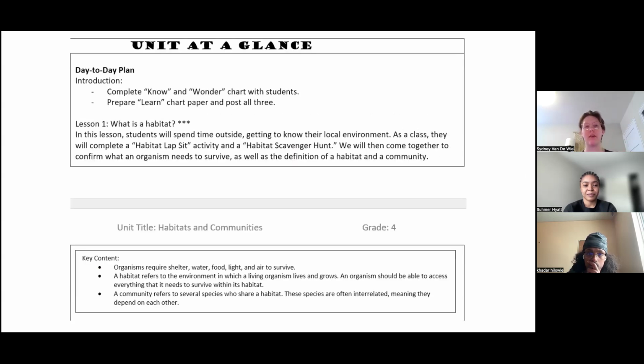So now I'm going to quickly go through the day-to-day plan so you can get a sense of what it looks like. We have our intro that's starting the KWL chart. We have lesson 1, what is a habitat? And then I tried to make it easy by including in this smaller text box the key content of each lesson, and that is drawn directly from the content piece at the beginning of the unit plan.